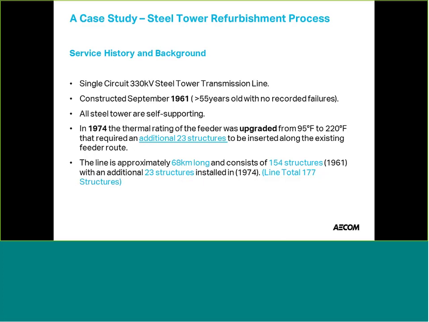Just so you've got some idea, it's 68 kilometres long. The 1961 towers, 154 of them, are a range of suspension and tension towers. With the additional 23 structures that I mentioned above, the line has a total of 177 towers.